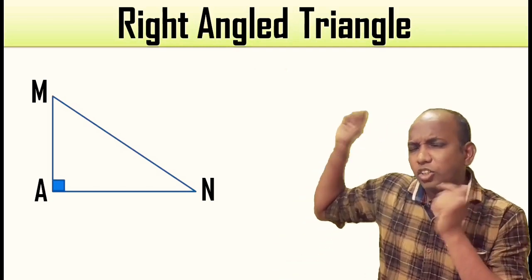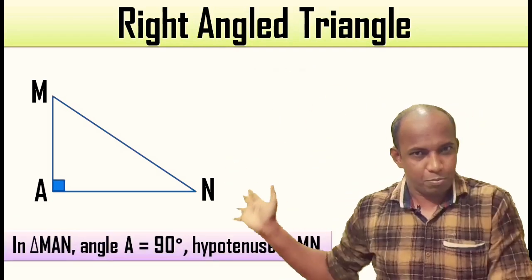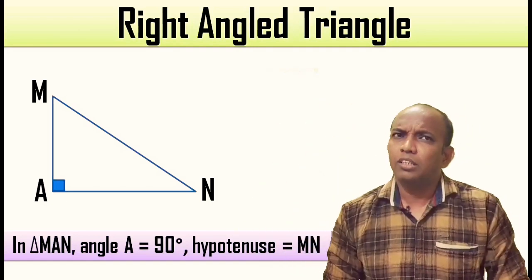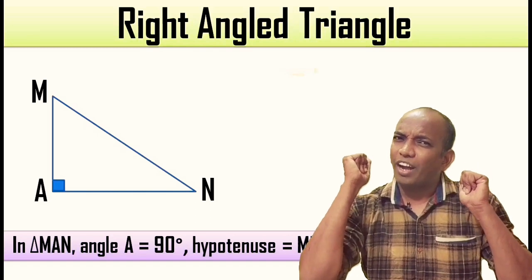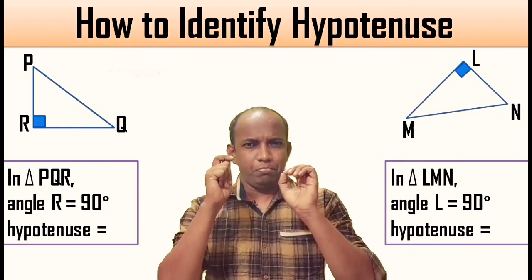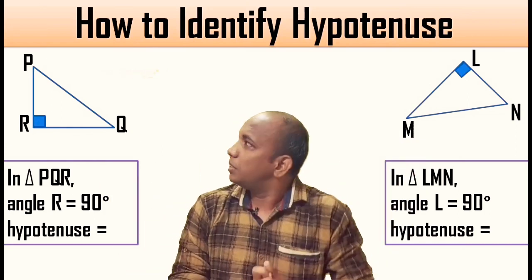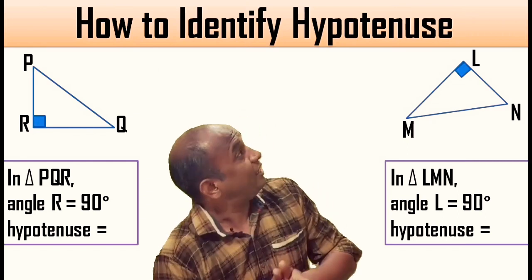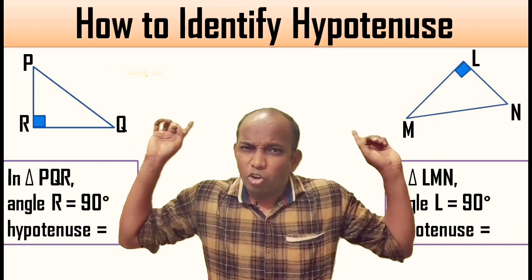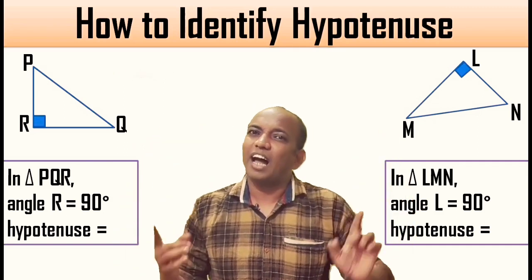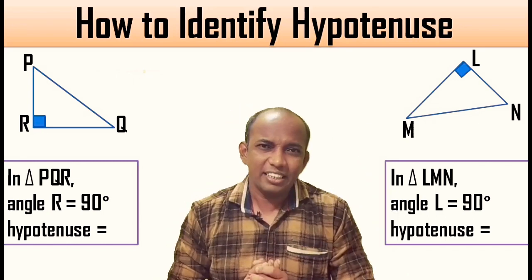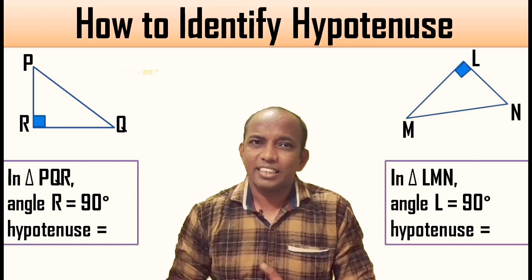Okay, so in short we have triangle LMN, angle L is 90 degree, and that makes MN our hypotenuse. But is there any easier way to find this hypotenuse? Let's try in these two triangles. In these two triangles, one is PQR, another one is triangle LMN. According to our method, very first we will target the 90 degree angle. So in triangle PQR, angle R is 90 degree, and in triangle LMN, angle L is 90 degree.